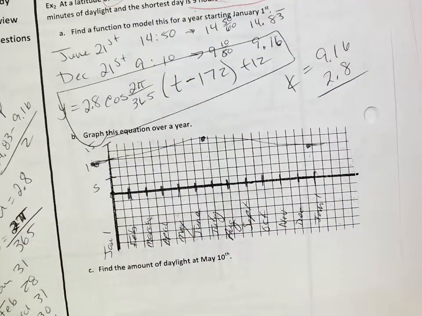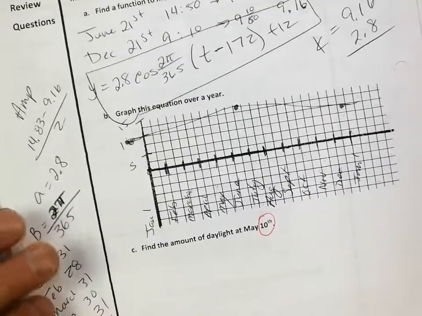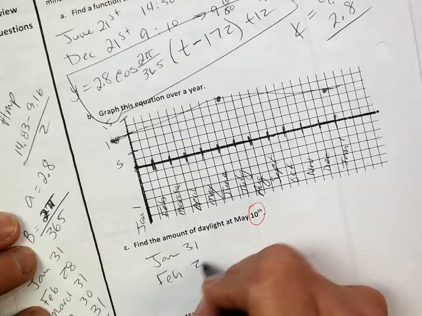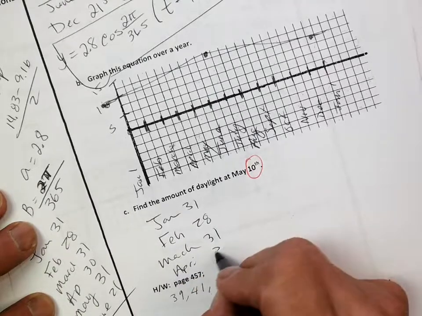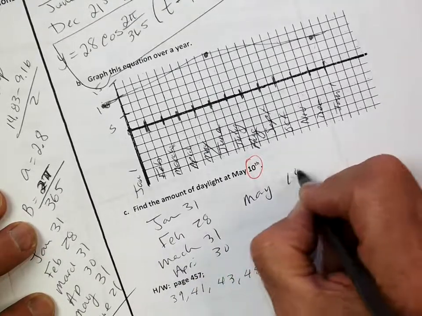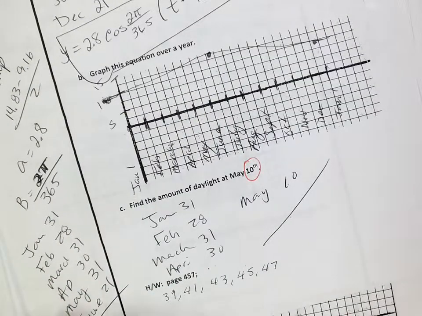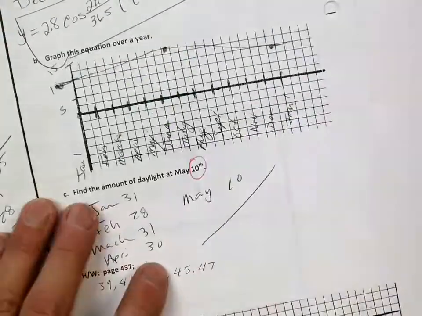Now, what if we want to find out how much daylight there is on May 10th? Well, we're going to plug 10 in, right? But we're not going to plug 10 in because we got to find out what day of the year May 10th is. So May 10th, let's do it again. January is 31, February is 28. March has 31 days in it. April has 30 days in it. And then we want May 10th, so we're going to go 10 days. So let's add all those numbers up, okay? How many days in the calendar is it to May 10th? I got 130.